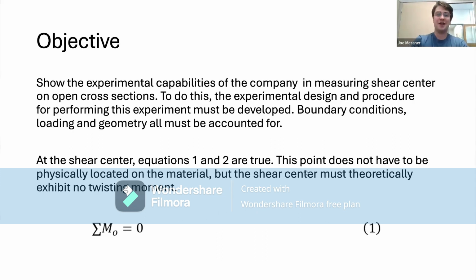We're going to start off with the objective. The objective of this experiment was to design and show our abilities in measuring the shear center. So to do this, we had to design an experiment and a procedure where we had to consider boundary conditions, loading, and the geometry.